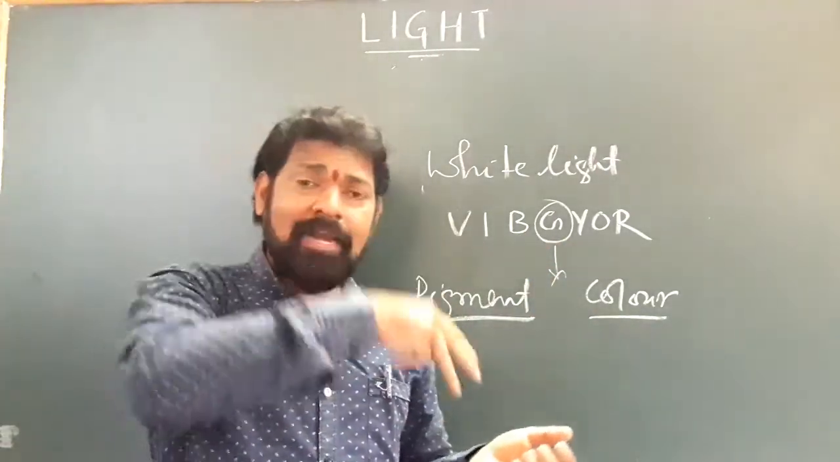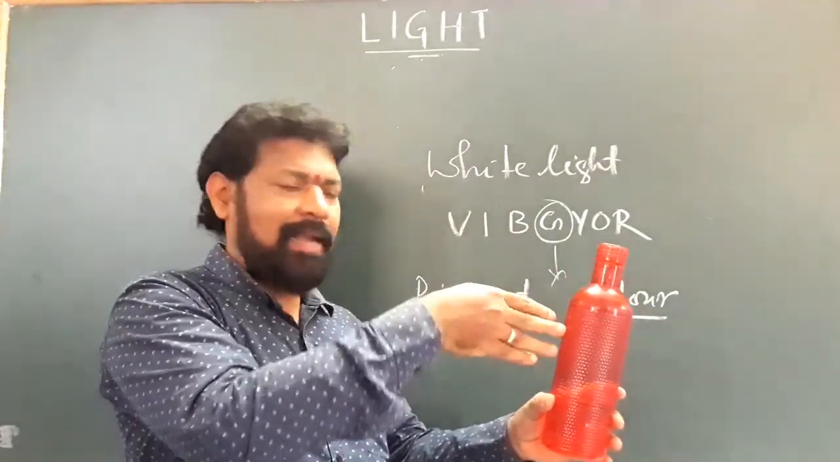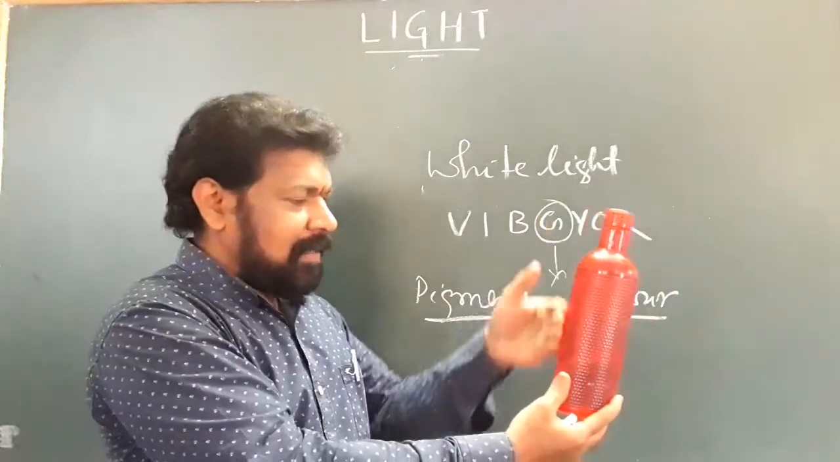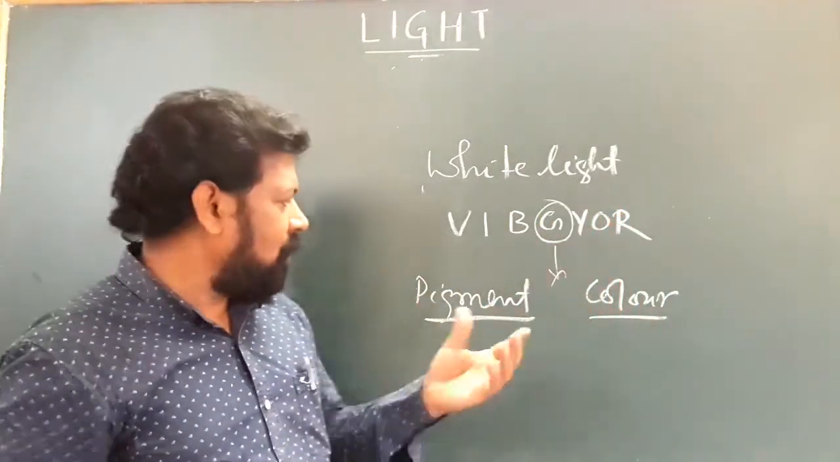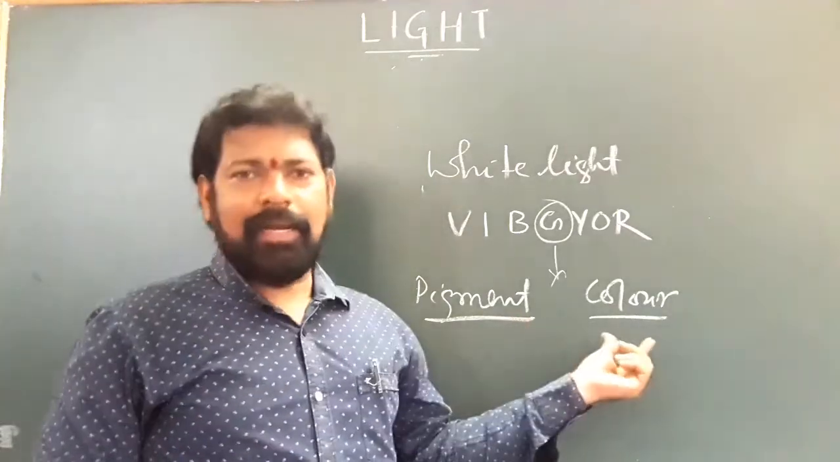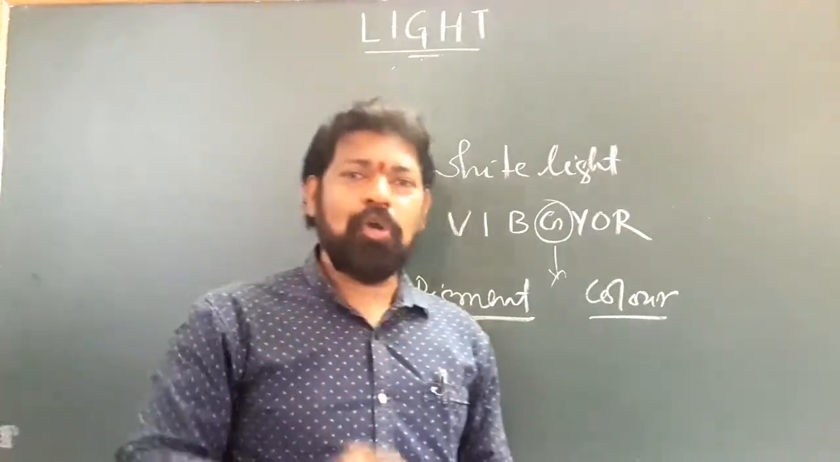But whenever white light falls on a body, after all the white light is incident, the particular color which is visible is what is called the pigment. So students, you need to know the difference between pigment and color. Color is a luminous body and pigment is a non-luminous body.